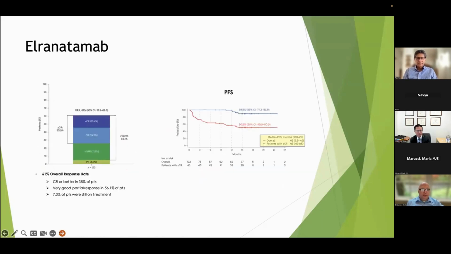Elranatamab was approved more recently. It is also a bispecific that binds to BCMA. And again, you see very similar numbers with a very high rate of response, mostly deep response. And because this is ongoing therapy as opposed to CAR-T cell, which is a one-time treatment, those responses tend to be very durable. You see here the 15 months after the onset of therapy, the majority of the patients are still doing well without progression. Next.